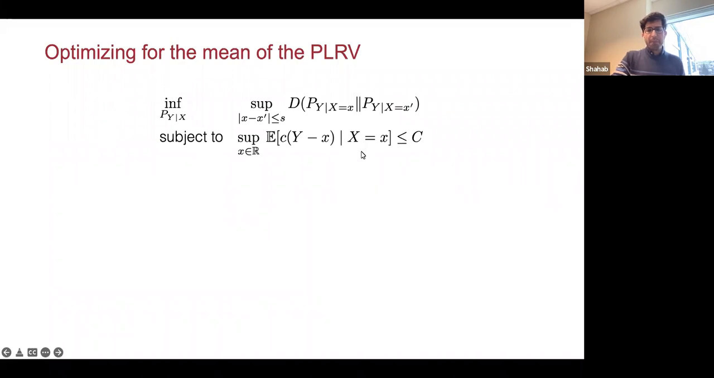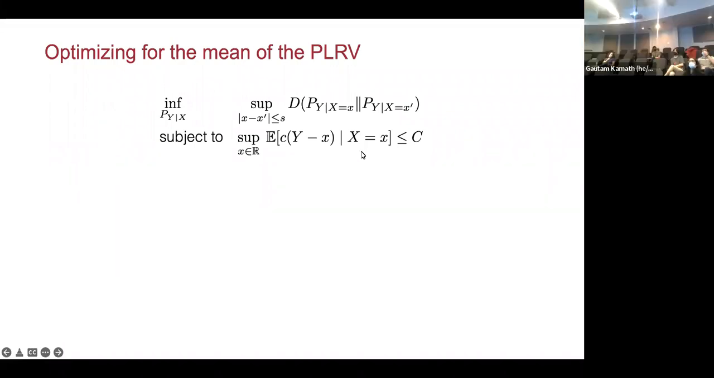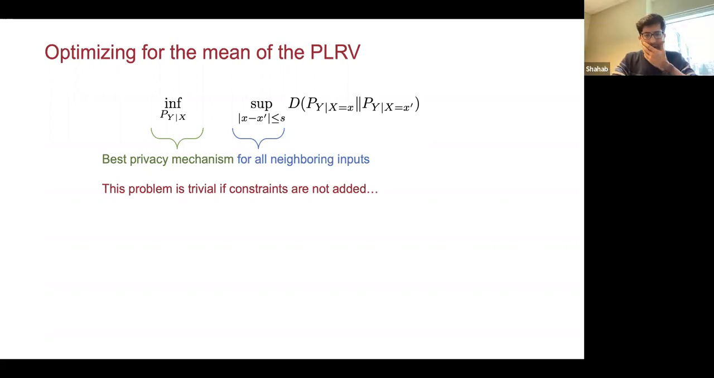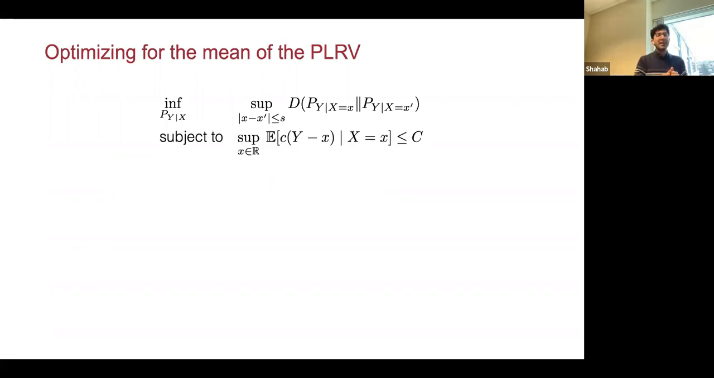Just to explain the previous thing you said, essentially you're saying you can trivially satisfy this if you just have the output be independent of the input, right? Exactly. Yes. Because of this, we have to add some utility constraint into this optimization, otherwise the optimization becomes trivial. So we are looking at the distance between output and input of this mechanism as a metric of utility.